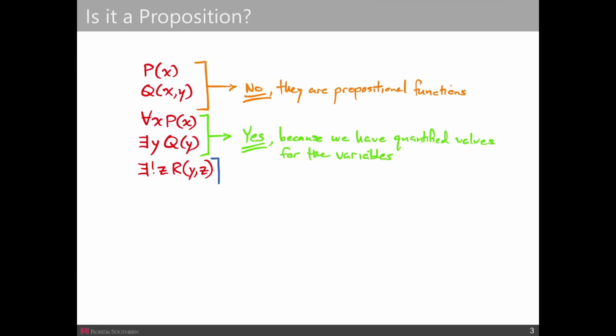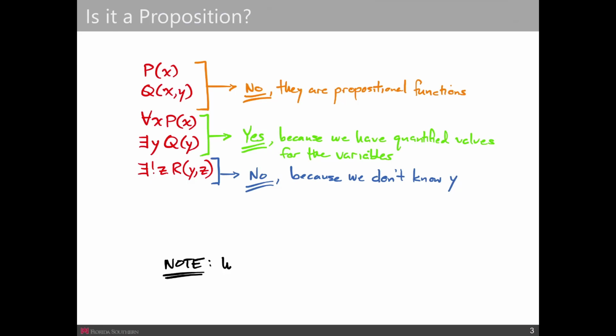Now the last one here, you might have been saying, well, wait a second, that's the uniqueness quantifier. Why did we separate that from the other two? Shouldn't this be a proposition as well? And it turns out that this particular one is not a proposition. And it's not because it's uniqueness. It's simply because we still have an unknown variable. We have quantified the value of z, but we don't know what y is. If we have an unknown variable that has not been quantified, it is not a proposition.